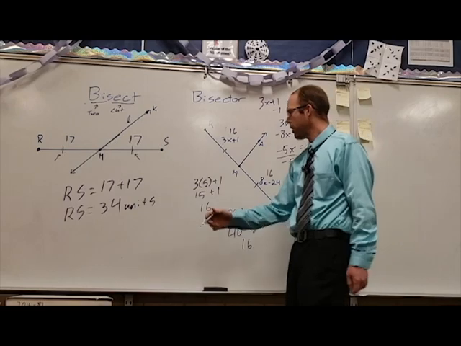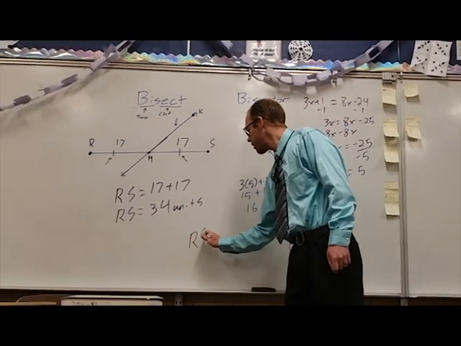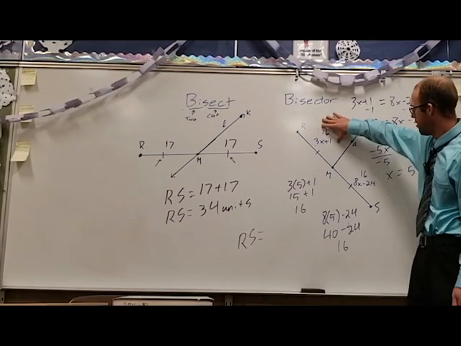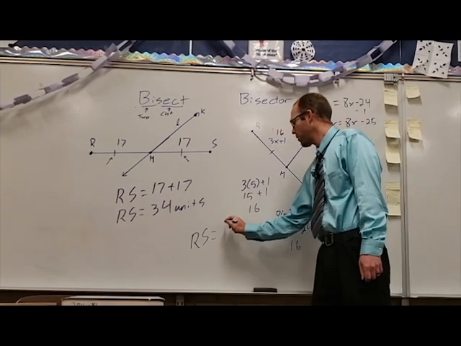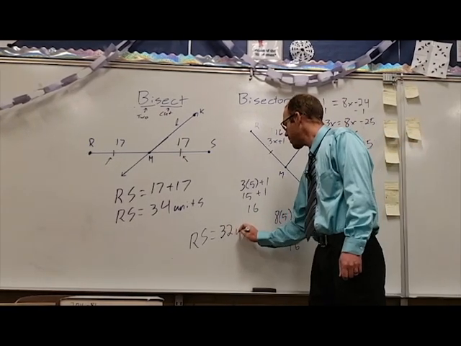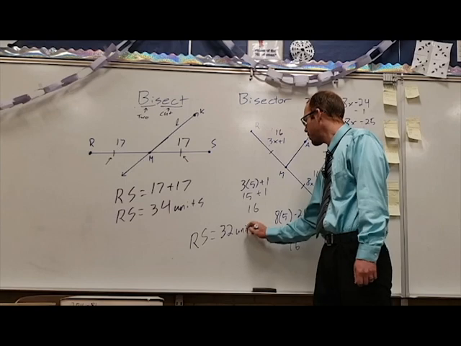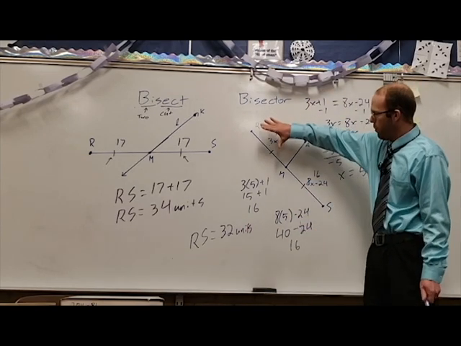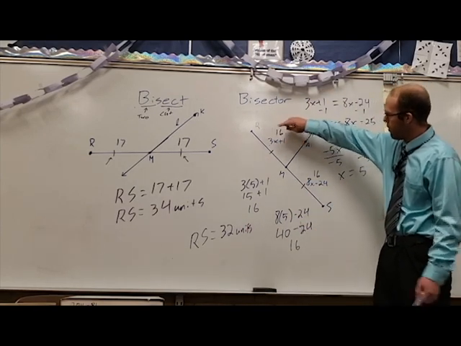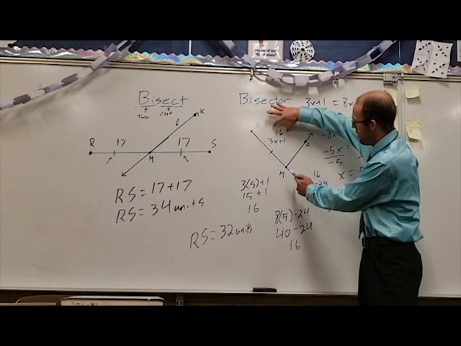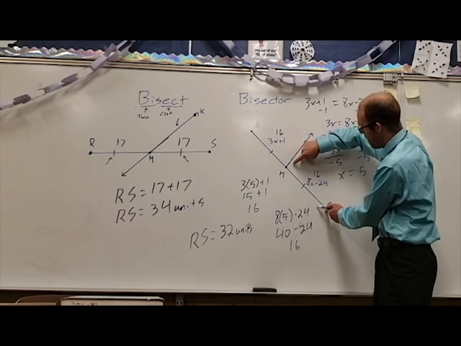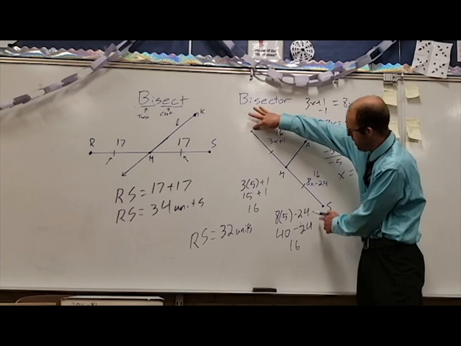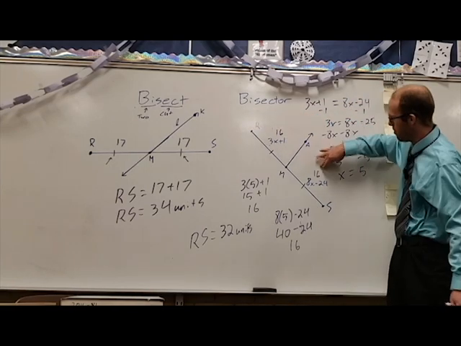If we want to find the length of RS, that would be the 16 plus the 16 for a total of 32 units. Again, be very careful to pay attention to what section we're talking about. If it was RM, that would just be 16. If it was MS, that would again be 16. RS, the total is 16 plus 16, or 32.